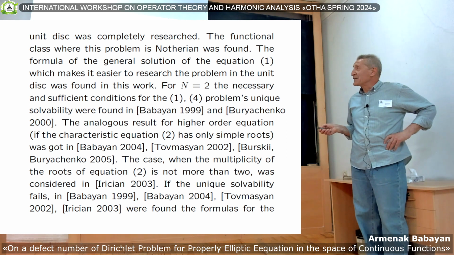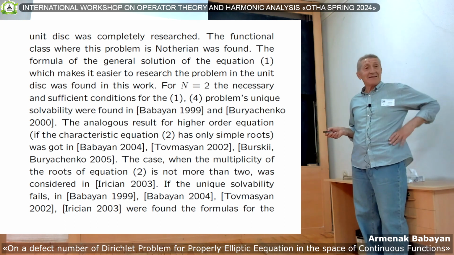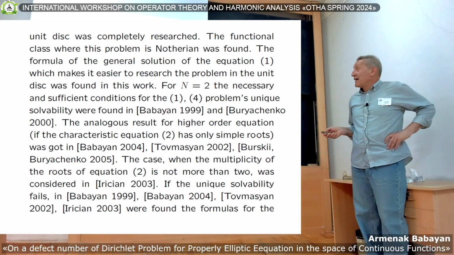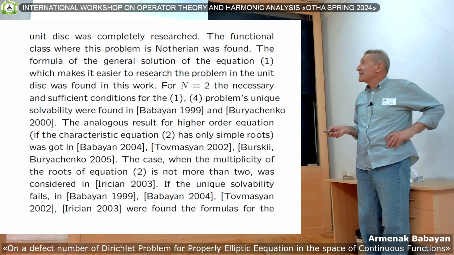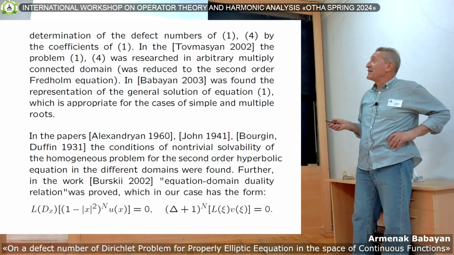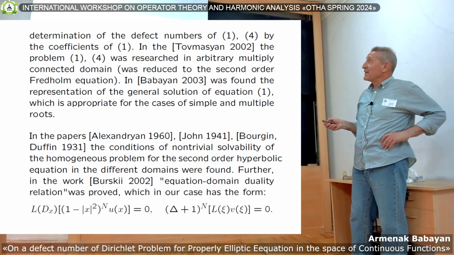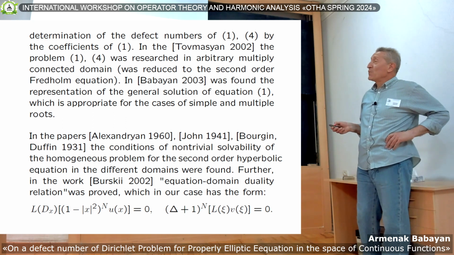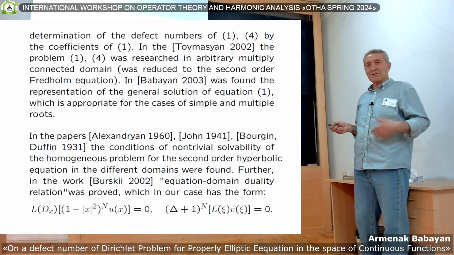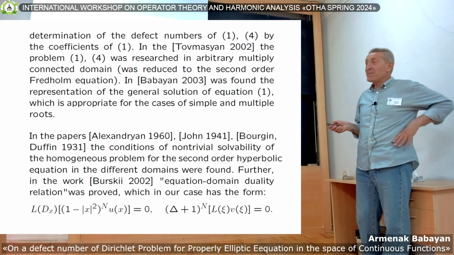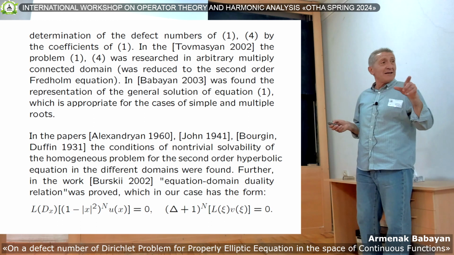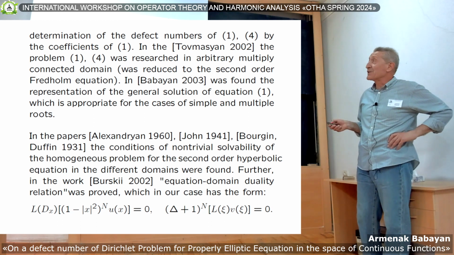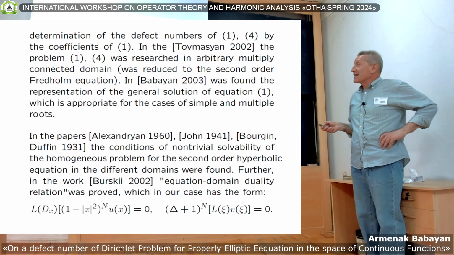And the unique solvability result will be considered only if the multiplicity is equal to... And after that, in 203... year, the representation of the general solution of the equation was found, which helps to solve the problem for arbitrary multiplicity of the roots of the characteristic equation.